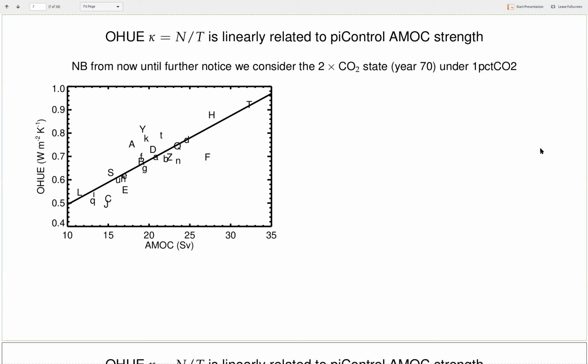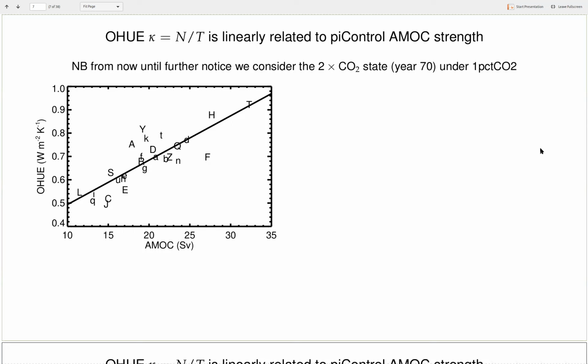And so until I tell you again, I'm talking about the 2 times CO2 state, that is year 70, under 1% CO2. And what I've plotted here are a mixture of CMIP 5 models, which are the capital letters, and CMIP 6, which are lowercase letters.